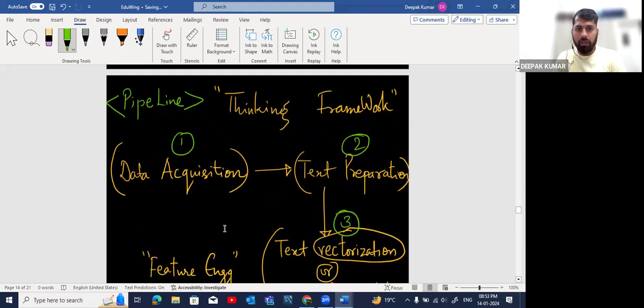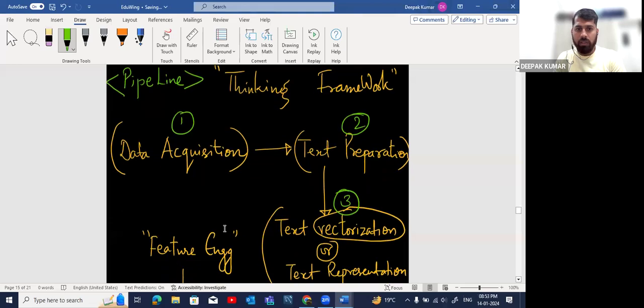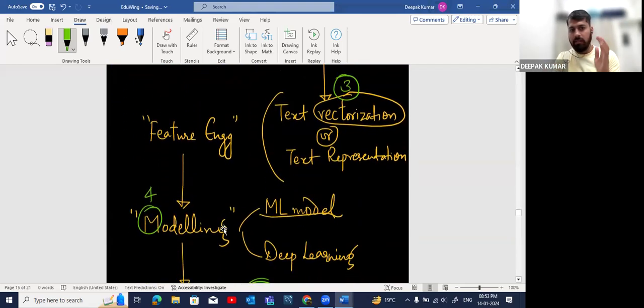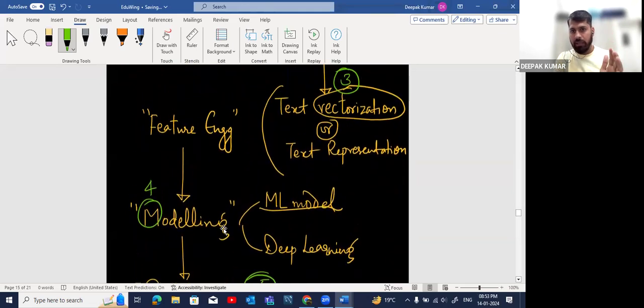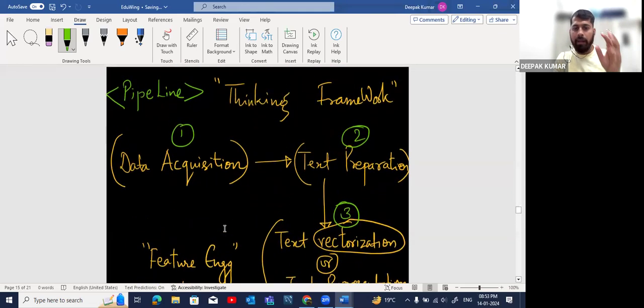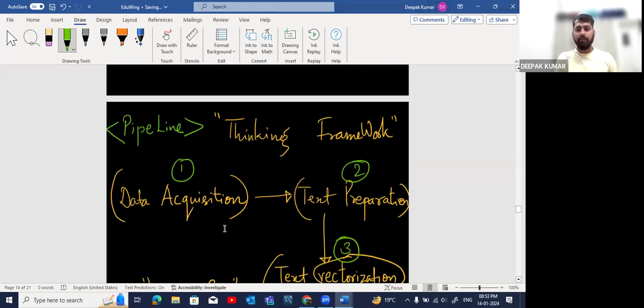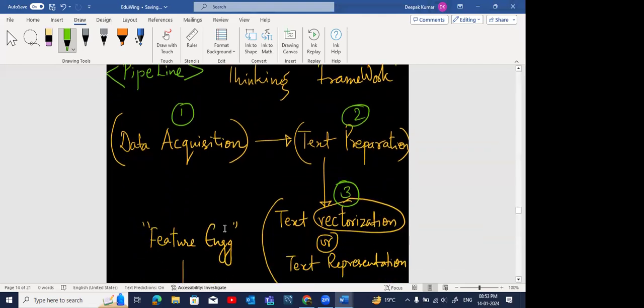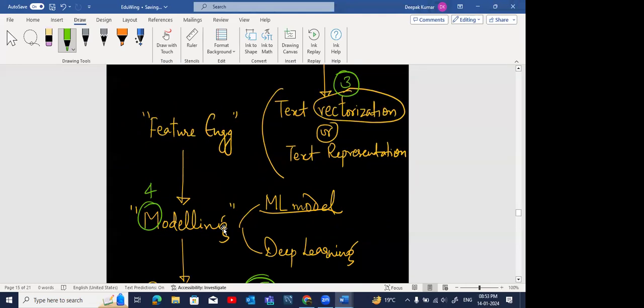This is the thinking framework. We have acquired the data. I'll explain each and every step, but this is the pipeline. One pipeline would be data acquisition, another pipeline text preparation, then vectorization of the text, then the modeling and the deployment. So every pipeline we shall deal with in detail. Till this point, is it okay?